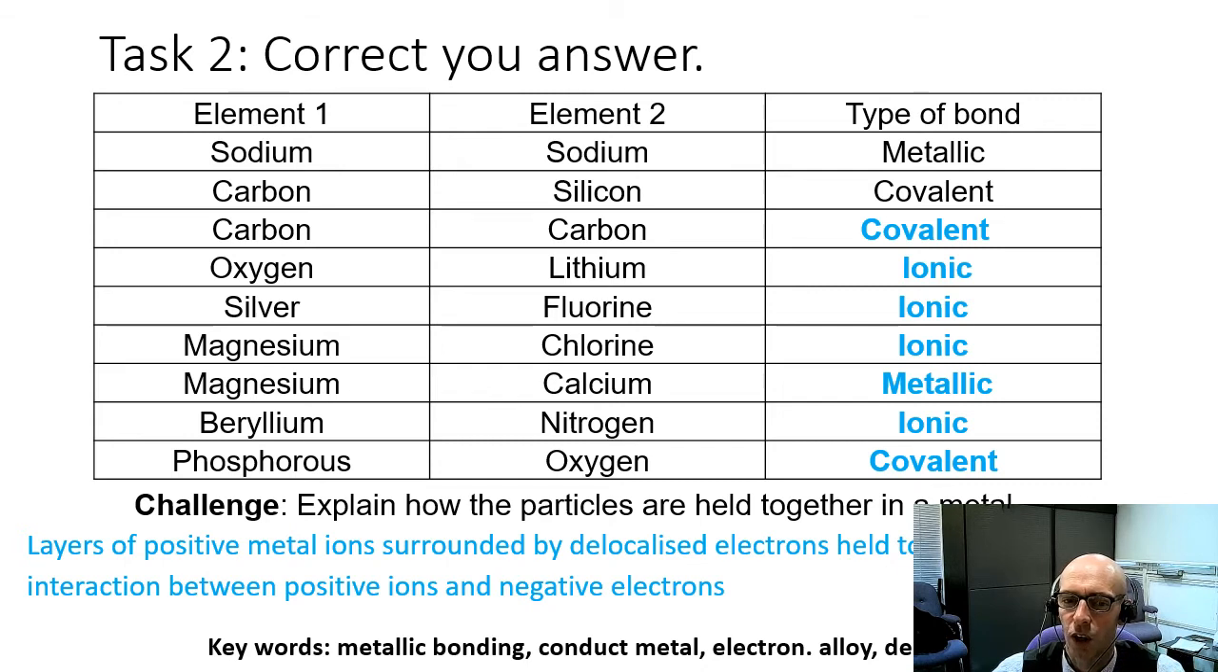So where you've got ionic, it's a metal and a non-metal. Where you've got covalent, it's non-metal and non-metal. And where you've got metallic, it's just metals.